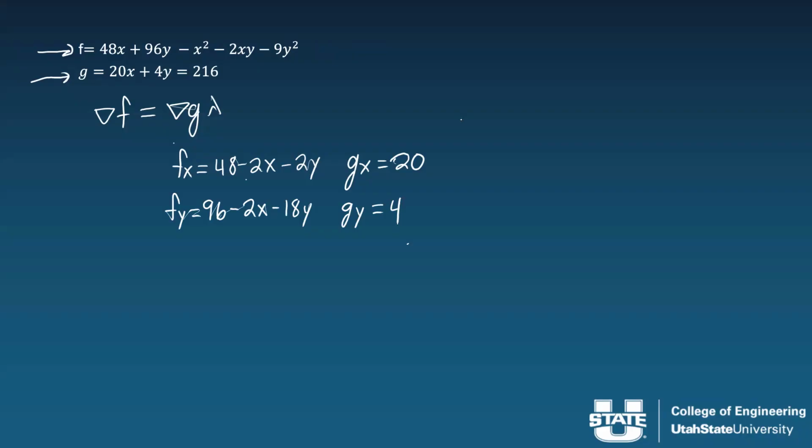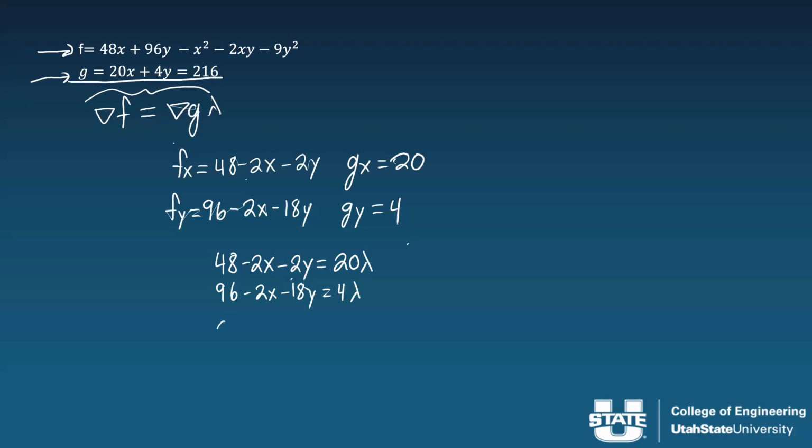So we can create a system of 3 equations because we relate our partials like this. So we have 48 minus 2x minus 2y is equal to 20 lambda. We have 96 minus 2x minus 18y is equal to 4 lambda. And then we use our constraint function g. So we have 20x plus 4y equals 216. My bad. So now we can go through and solve this.